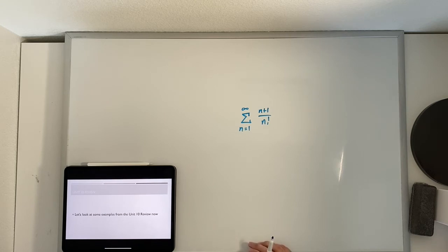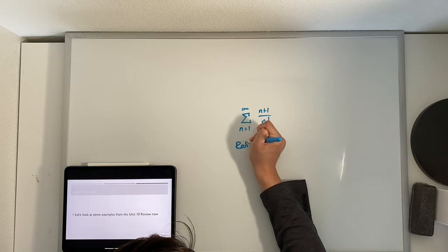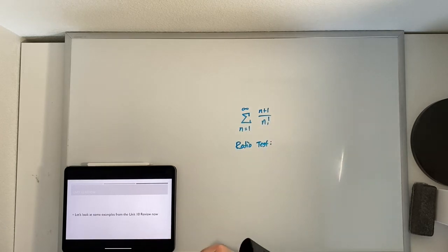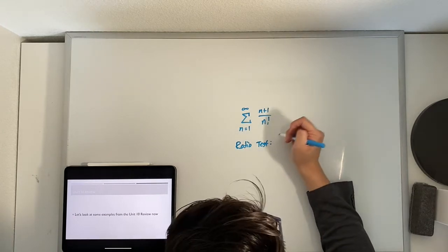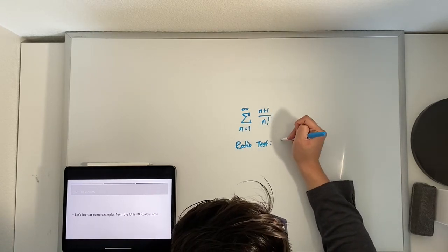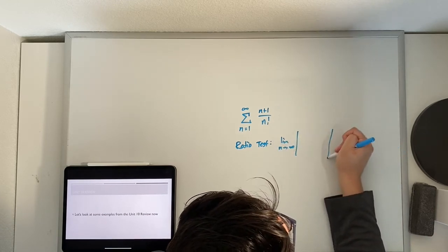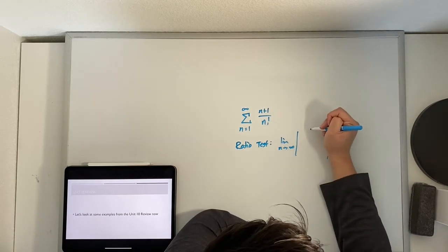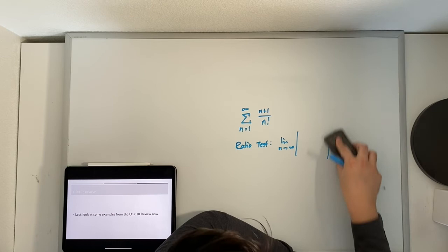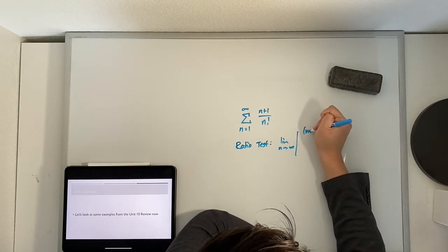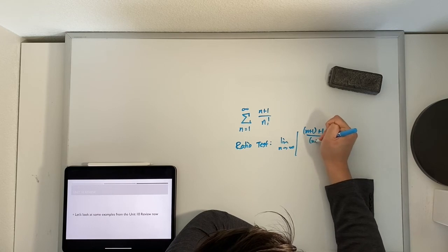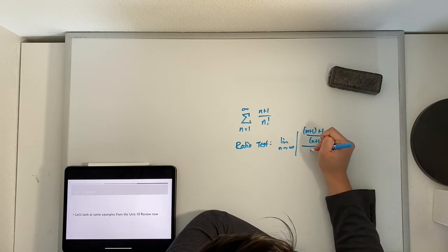This is not a geometric series. Alternating series test, this is not an alternating series. So we need to look at the ratio test. So looking at the ratio test, remember that the ratio test is asking us to evaluate the limit as n approaches infinity of the absolute value of the n plus 1th term. N plus 1 term, so I'm plugging in n plus 1 for n, over the nth term.